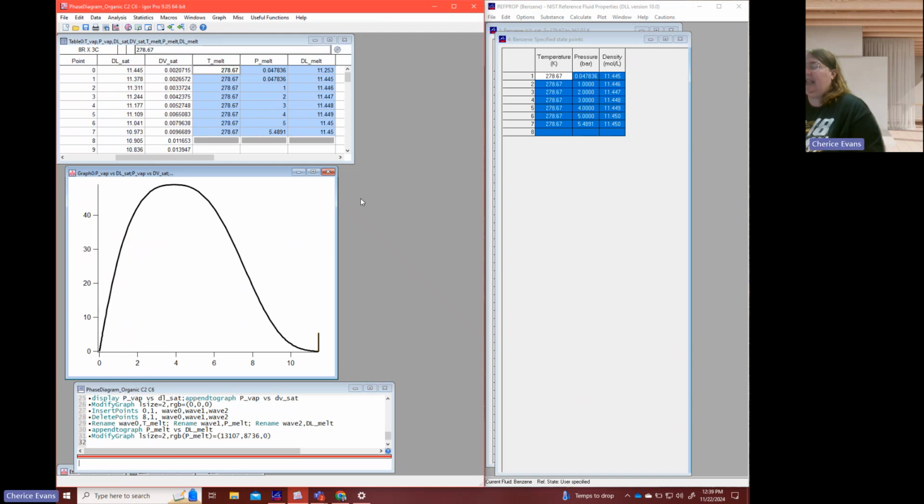So that, again, is just showing you how to use RefProp to get a melting line predominantly when you don't actually have the data for a melting line.